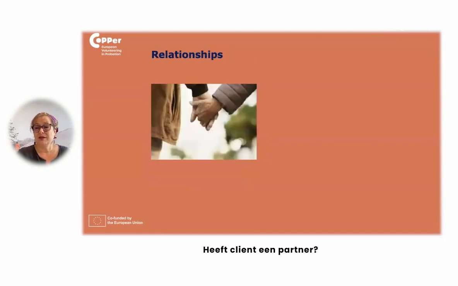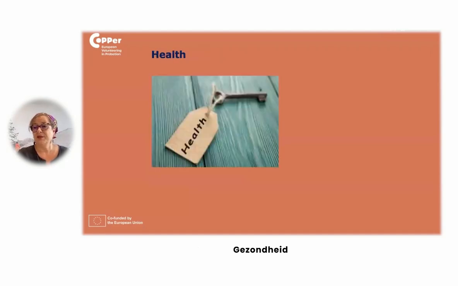Relationships. Is there a partner? Does he have supporting family or friends? Or did he get into trouble because of his friends? Health. This final topic will give you information about their mental and physical well-being. Is there any alcohol or drug abuse, or are there mental problems? In time, you will have a global view of the different areas of life.